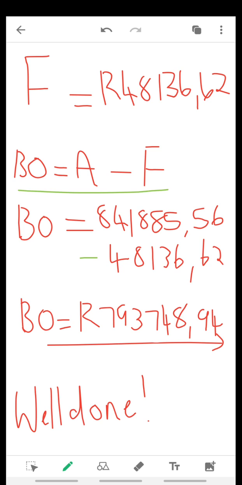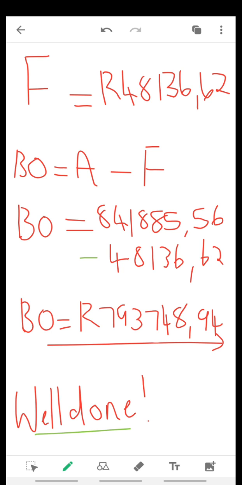So how do we find the outstanding balance using that other formula? It's A minus F. I think I did explain. So it will be A minus F, and we found that the outstanding balance was 793,748 rands 94 cents. The slight difference in this answer and the answer that we got in 6.2.1 method number 1 is due to rounding off.